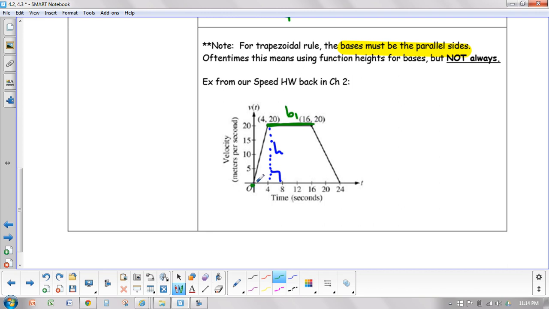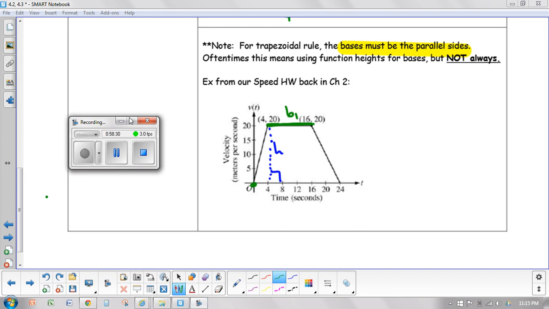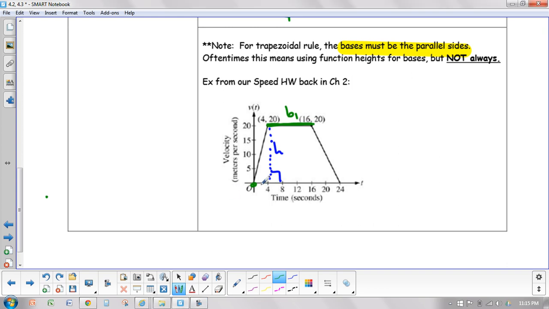Hold on, sorry, the dog is up. Alright, sorry. The bases are parallel to one another. I am terrible with this pen today.